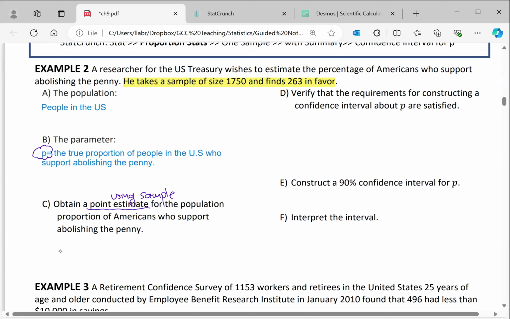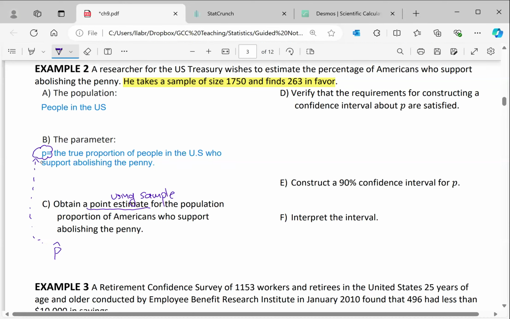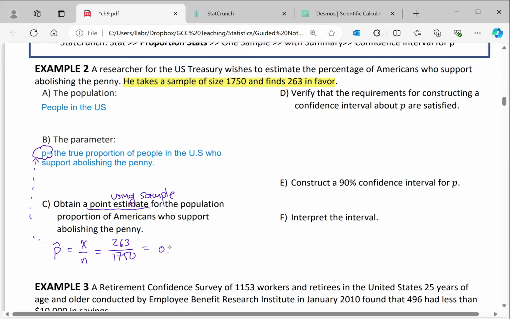All right, so my point estimate, the value that I get that can approximate this, right? The idea is that this is my best guess as to what P is. It's always equal to X over N, where X is the number of people who say yes to your question. In this case, it's 263 divided by N, which is 1750. So throw that into a calculator and we get our best guess as to what P could be. So there we have it. We have our point estimate. It's in essence the sample proportion.